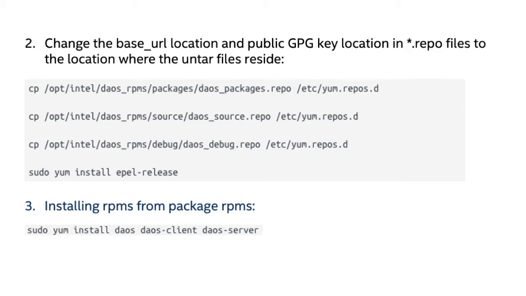Next, you'll have to install the EPEL release package if it does not exist already. And finally, you can use yum install, using the command in front of your screen, to install the DAOS packages. Now, let's jump on to the demo.